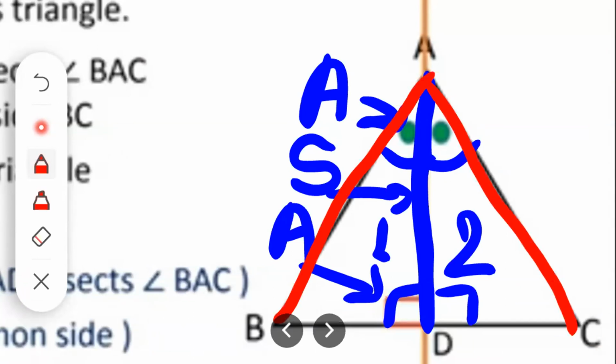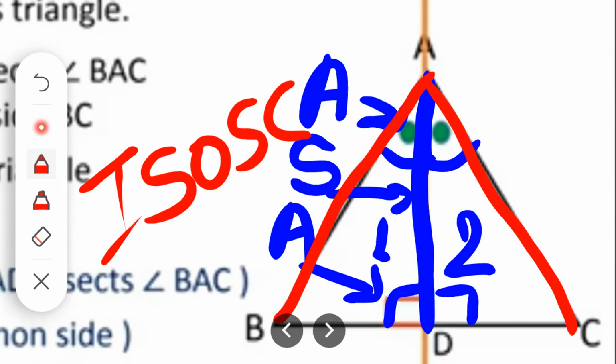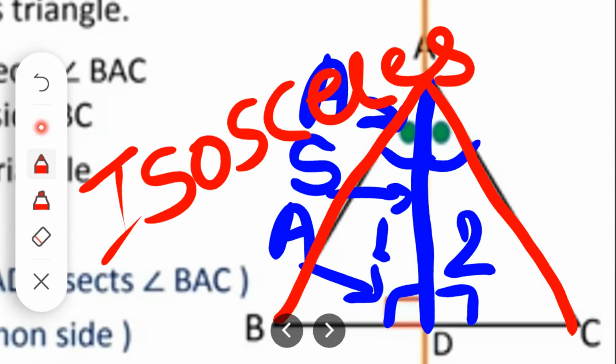Therefore, this triangle is isosceles. Understood? Right? That we have to write in the proof. Now let's go to how to write the proof here.